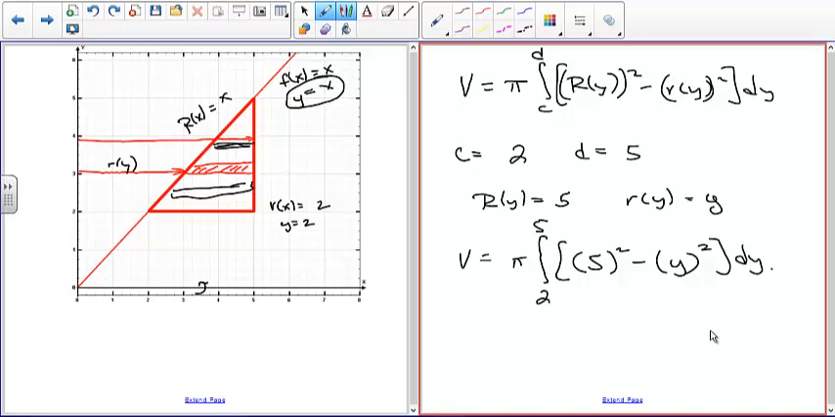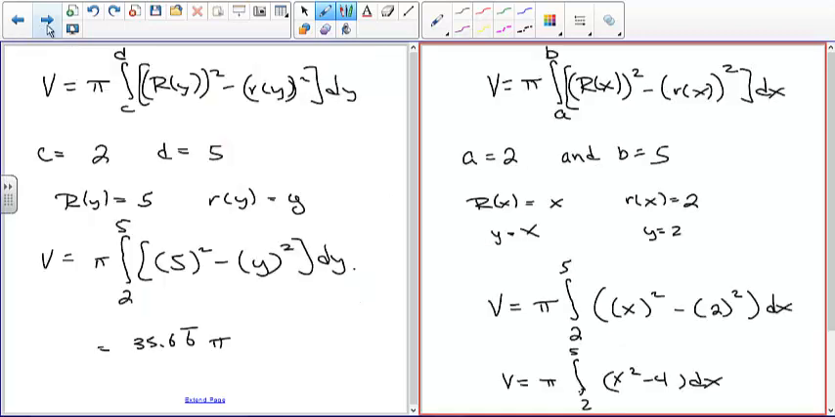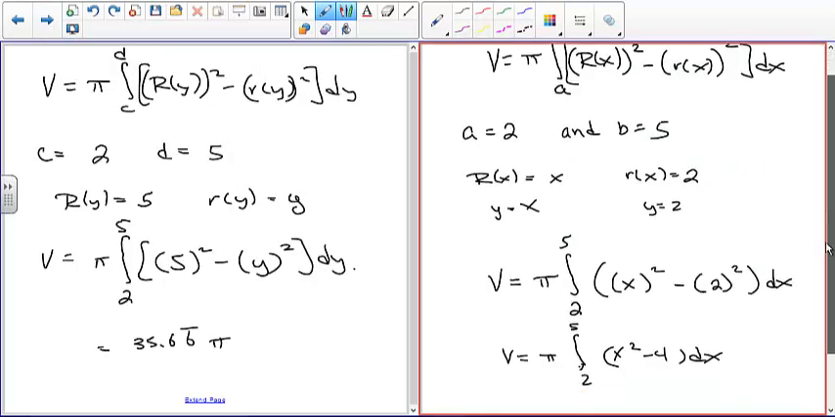And it turns out that what did you get for the answer? 30. Well, oh, okay. 35.666 pi. And what do we get from the other one? I don't remember. 27 pi. Yeah.